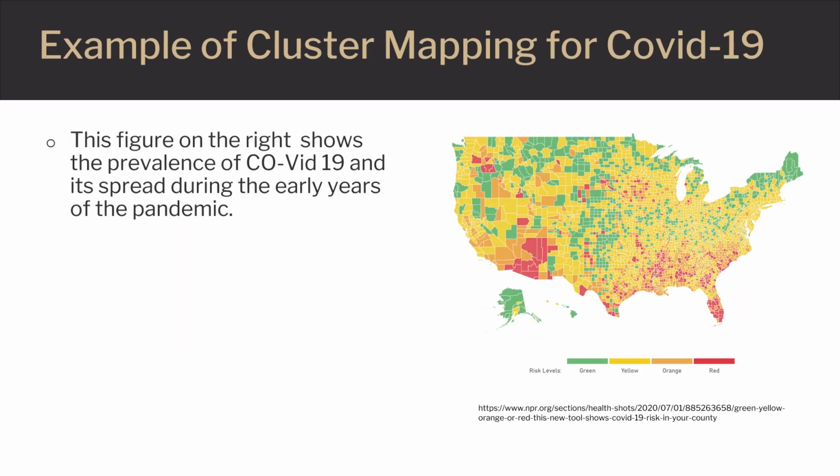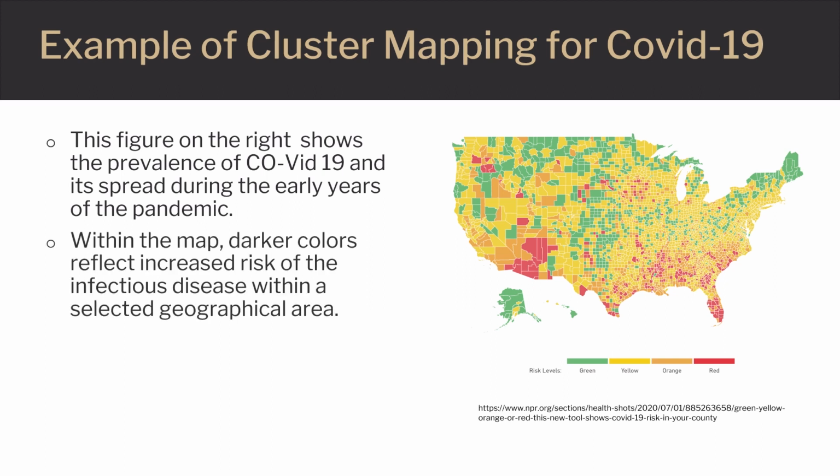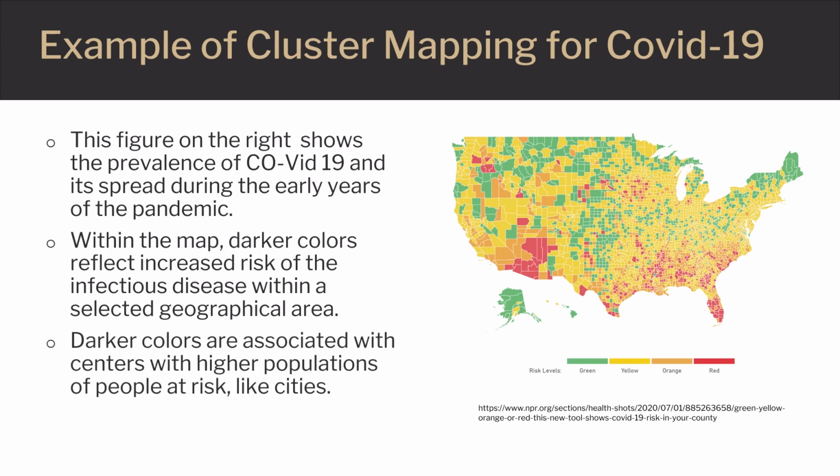This slide illustrates a slightly different interpretation of cluster mapping specific to COVID-19. In the figure on this slide, the darker the color, not the size of the circle as in the previous page, indicates a higher risk for COVID-19 in a specific area of the United States.